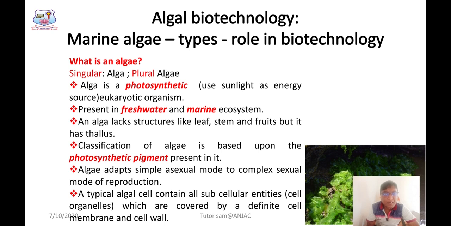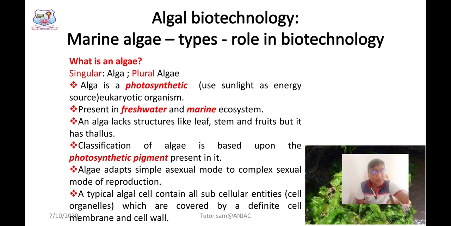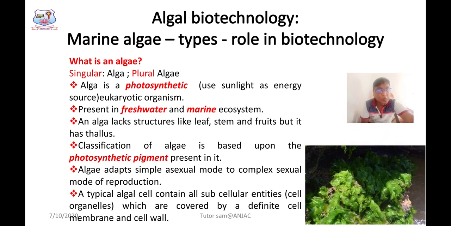And they are present in freshwater as well as in marine ecosystem. Their distribution is common. It is in both freshwater as well as in marine ecosystem. Well, like plants, algae lacks structures like leaf, stem, fruits, right? We couldn't see any structures like leaf, stem and fruits in alga, but it has a definite structure called as thallus.